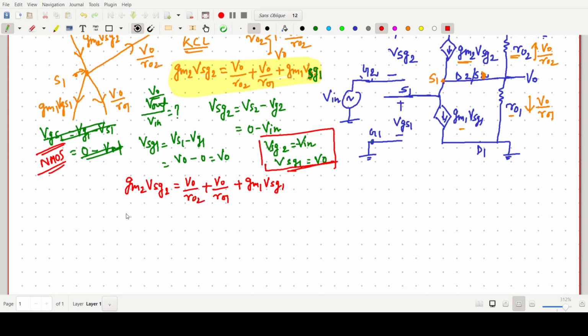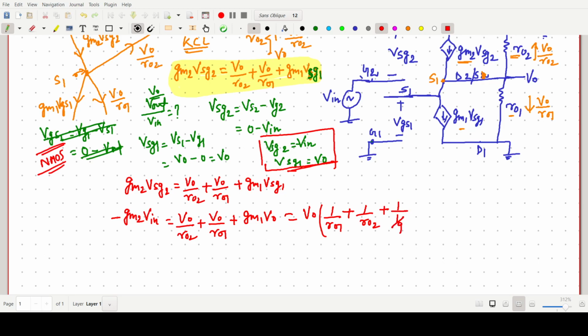After that, what do we have to do? We have to write VSG2. VSG2 is minus, so we can write gm2 V in, and this is V naught by R naught 2 plus V naught by R naught 1, plus VSG1, which is simply V naught. So this expression will be V naught times 1 by R naught 1, taking V naught common, plus 1 by R naught 2 plus gm, or we can write 1 by gm. Is it okay? Up to this one is okay.